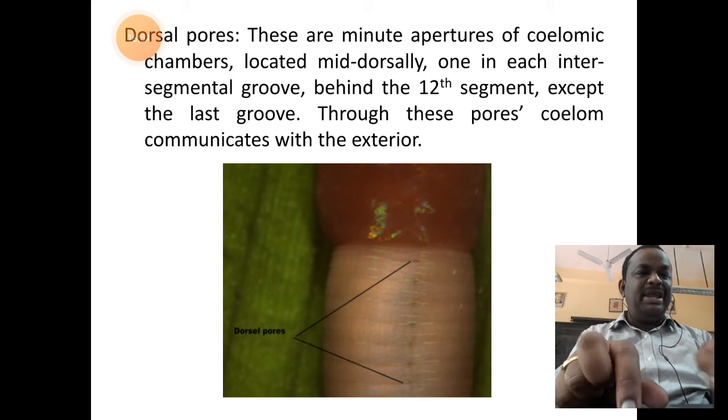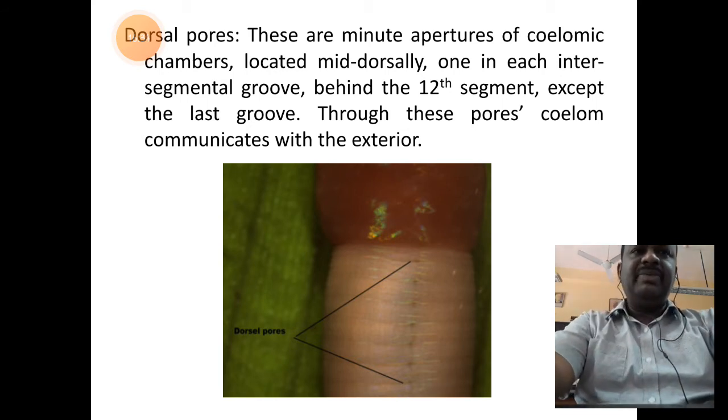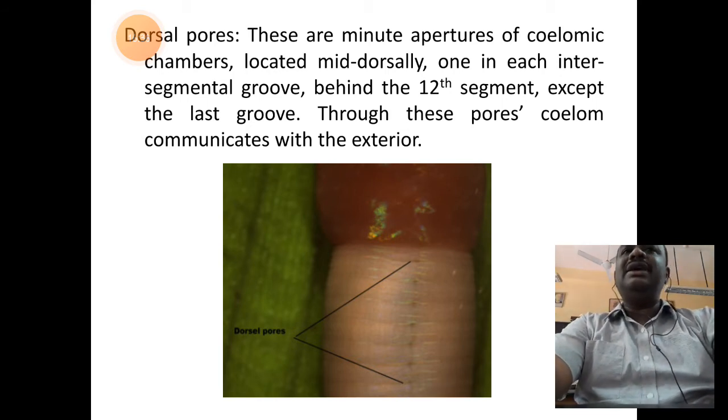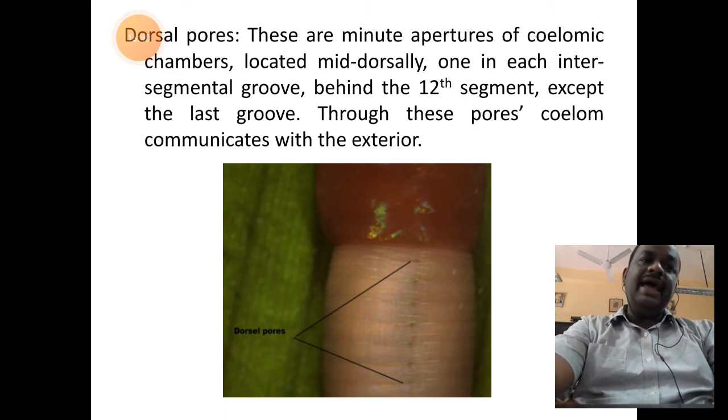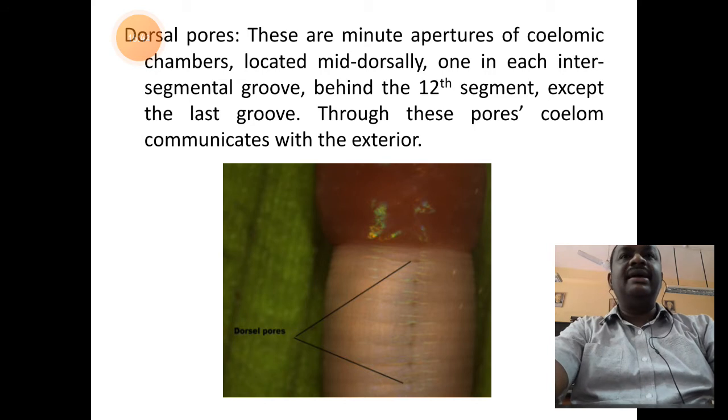So these openings are called dorsal pores. They communicate the structures of the coelom inside with the external environment outside. So that's the importance of dorsal pores of the earthworm.